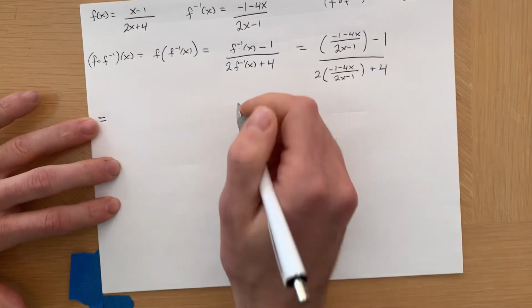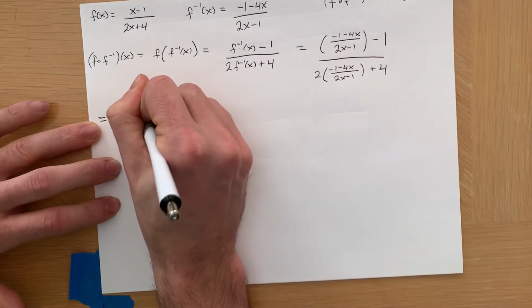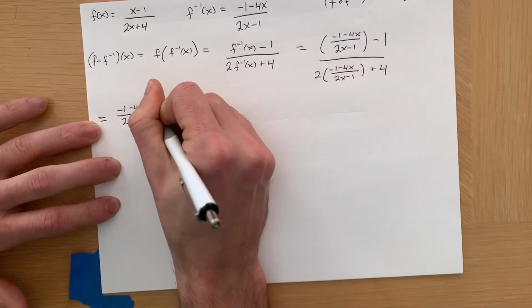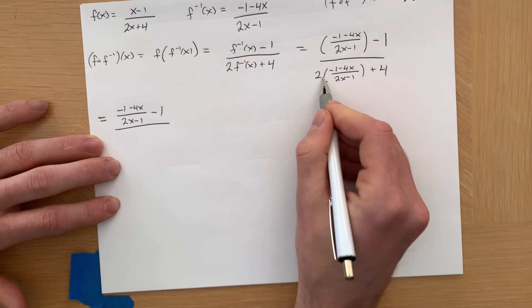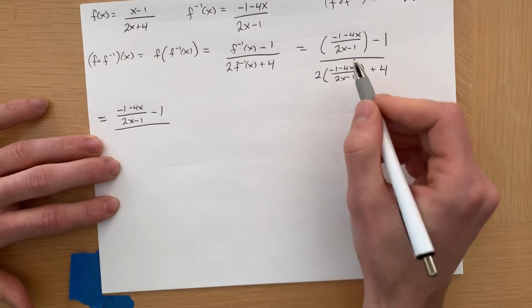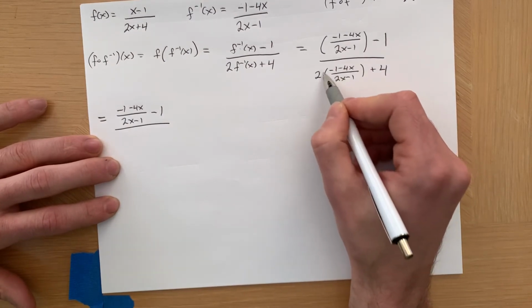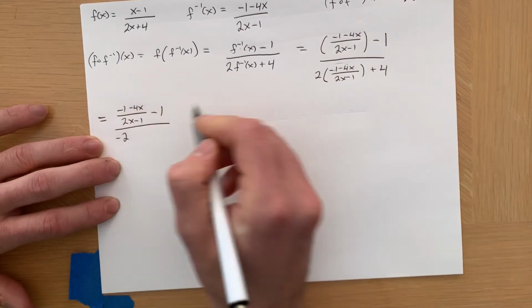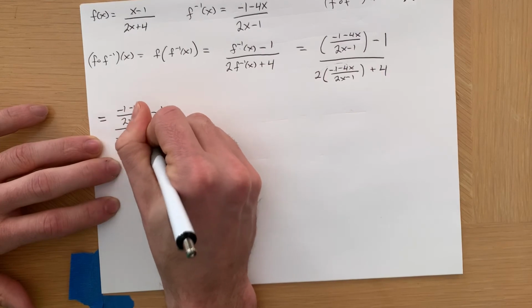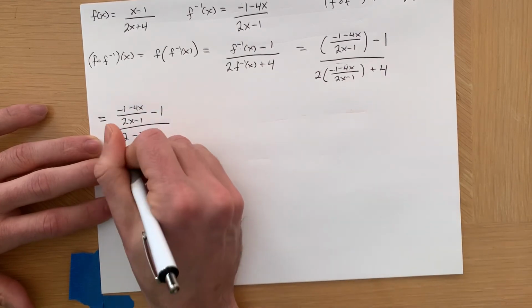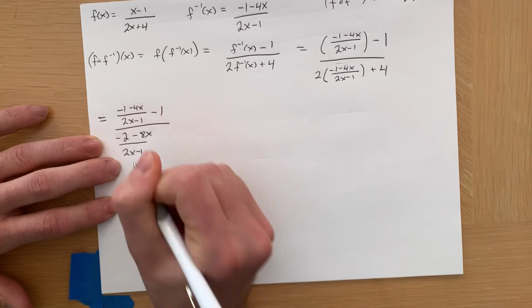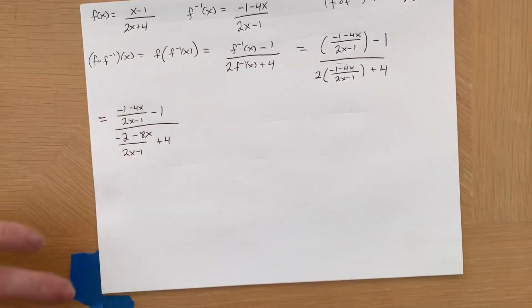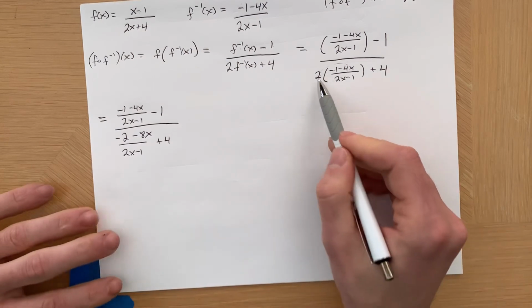So on the top, what we can do is, well, let's just first get rid of all these parentheses. We're going to have a minus 1 minus 4x over 2x minus 1, minus 1. And then on the bottom here, we can distribute this 2 through this set of parentheses. So the 2 is going to go to the top of this one, top of that one, so we're going to get minus 2 minus 8x over 2x minus 1. And then there's still a plus 4.